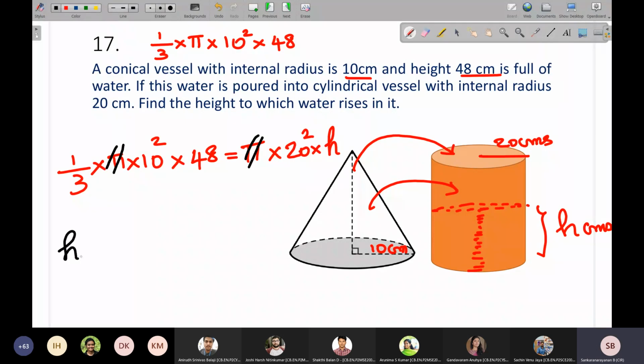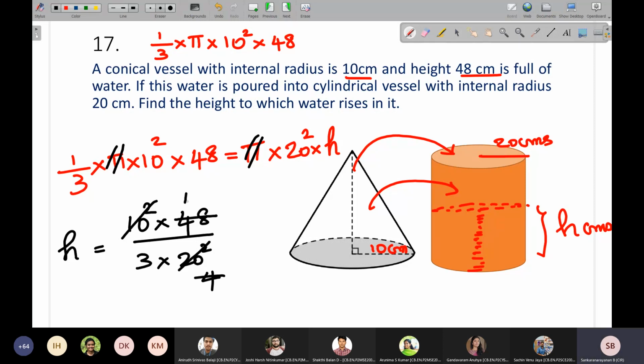h will come to 10 square into 48 divided by 3 into 20 square. So you know this comes 4 times. And you can see that 12 fours are 48, and 3 goes into 12 four times. And that gets you h. It is equal to 4 centimeters. Upon calculation, I am getting the value for this h as 4 centimeters, and that is the answer for our question.